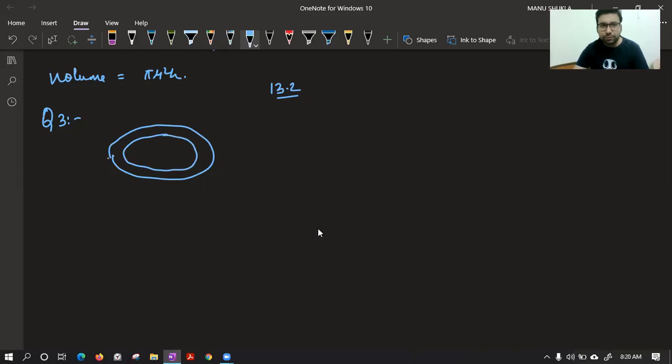This is a pipe, a hollow pipe. Diagram is a must in these questions. Without diagram, if you do the question, it will be very tough for you to understand what is happening. Okay, so this is the diagram in front of us of a hollow pipe.